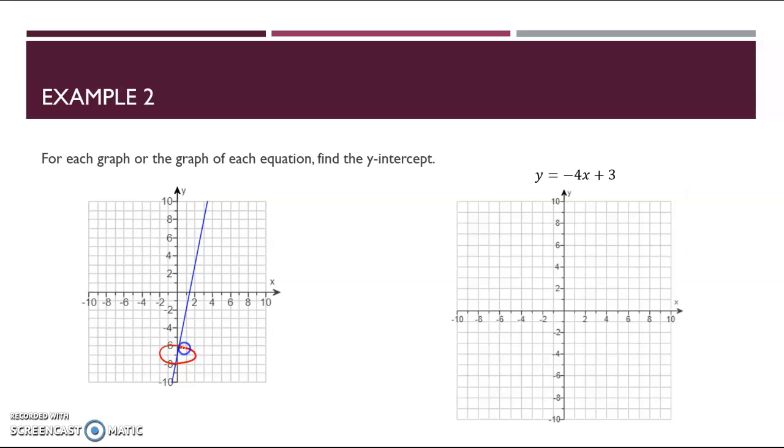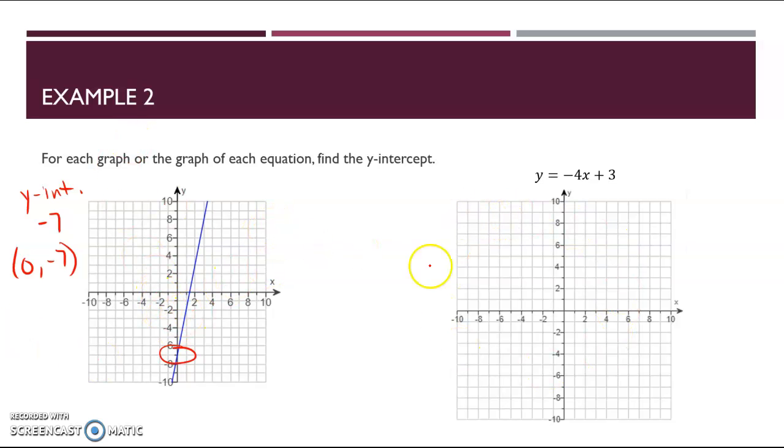But I noticed that it crosses here between the -6 and the -8, which means that our y-intercept is -7. So as a point, we would write that as (0, -7). So that's our y-intercept for the first one.